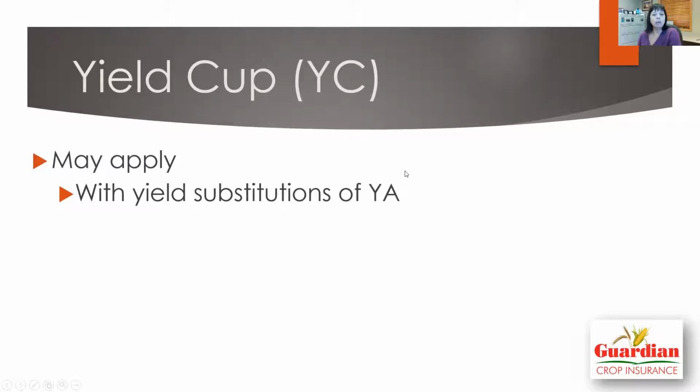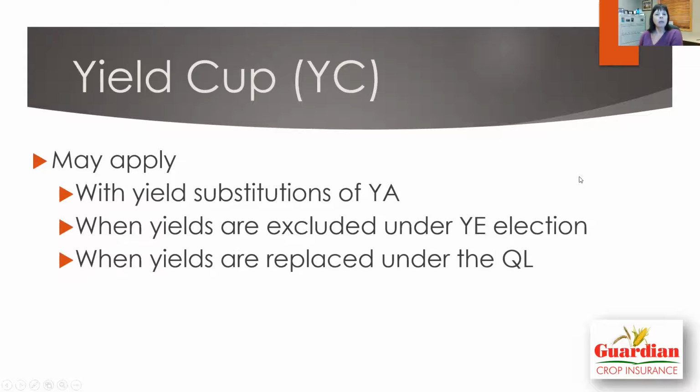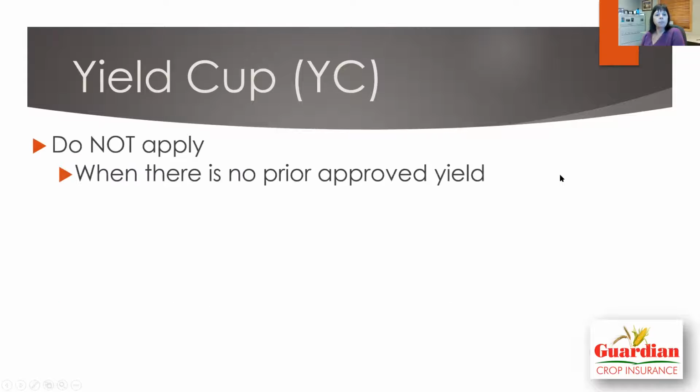It may apply if you have yield substitutions of YA in your policy, when yields are excluded under the YE election, and when yields are replaced under the quality loss option. When your prior year's approved APH yield was a yield floor, it will also apply as long as your current year's approved APH yield is lower, more than 10%, or is within 10% less than last year's yield floor.